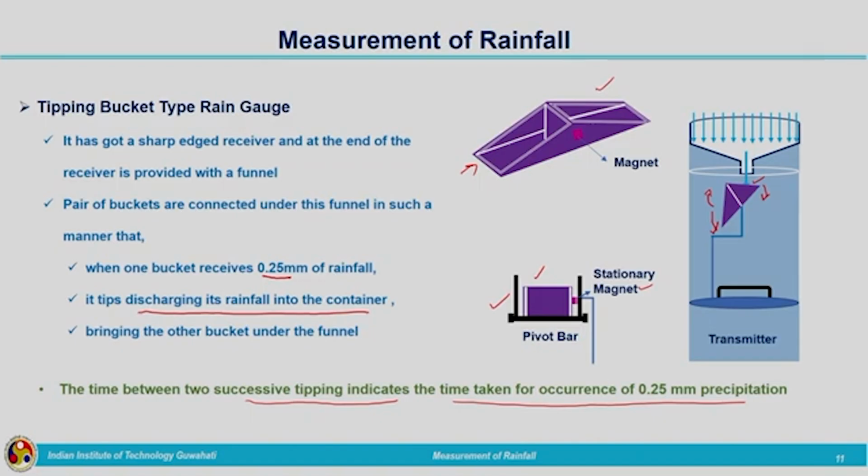So, we will be getting a graph, or the readings corresponding to every 0.25 millimeters of rainfall and the time taken for 0.25 millimeters of rainfall to occur. Once this is continuously acting, we do not have to manually record anything. The data logger will give us the complete details about the rainfall.